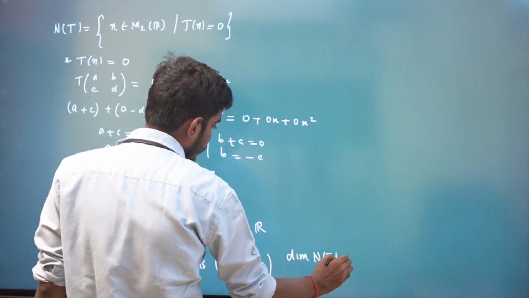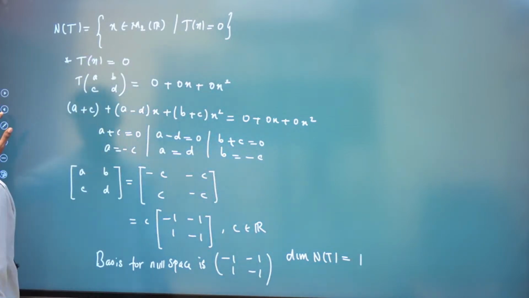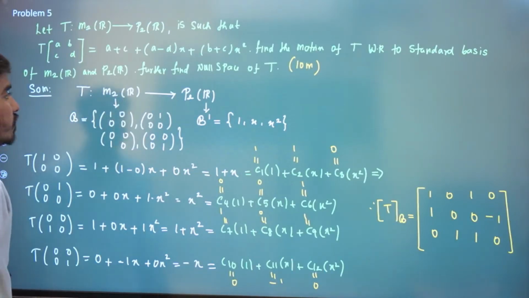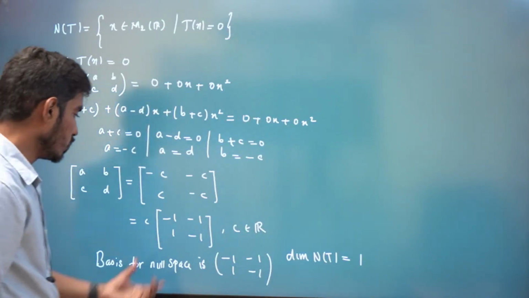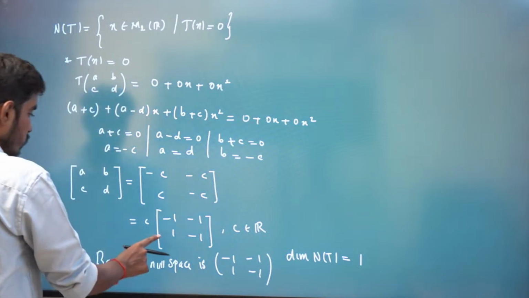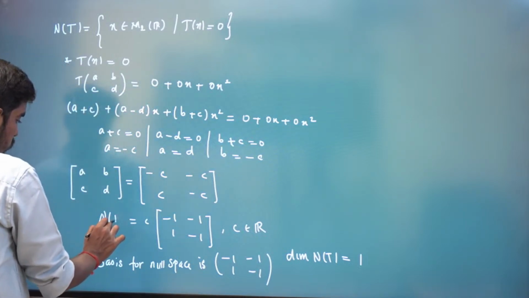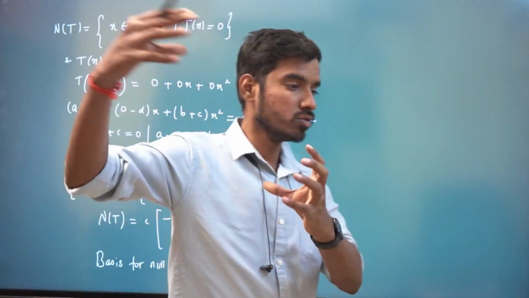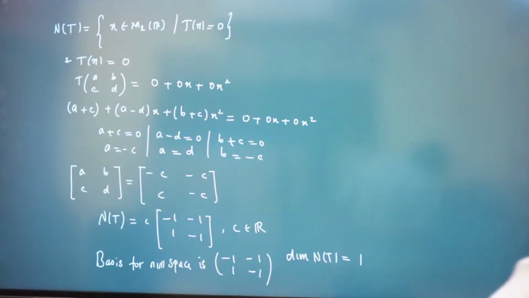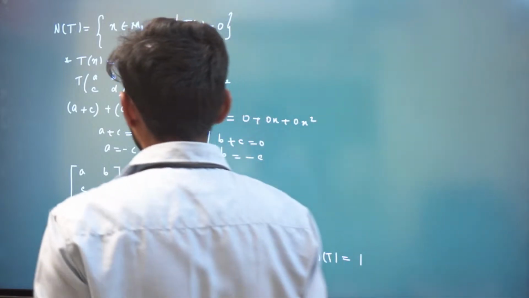Dimension of null space is 1. What they have asked actually is, further, find null space of T. So null space of T consists of all these kinds of matrices, right? We use the null space of T. All those matrices of this form will be in null space of T because all those matrices of the form will map to zero vector of P2 of R. Is it clear till now?